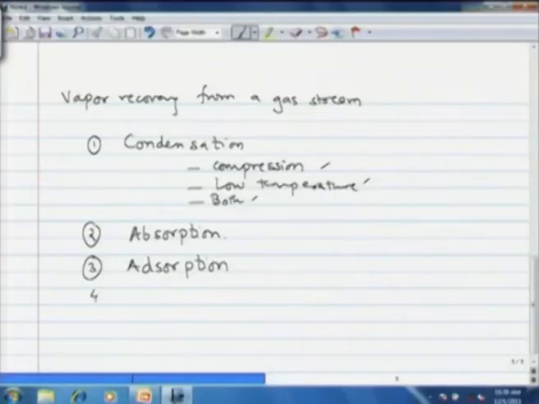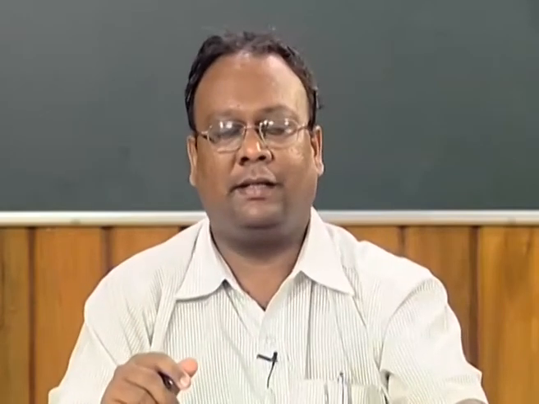The fourth option will be that of membrane separation, a membrane in which acetone will dissolve on one side and will diffuse to the other side, and it can be recovered on the permeate side. That is the solution diffusion mechanism, as it is popularly known. So, membrane separation is an option.